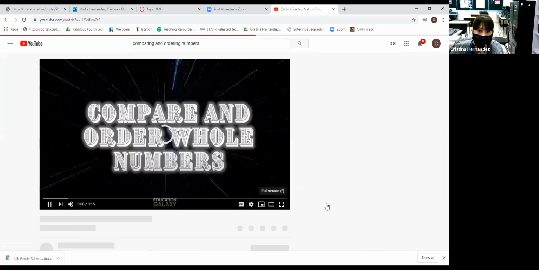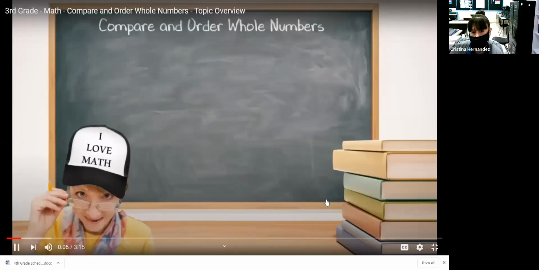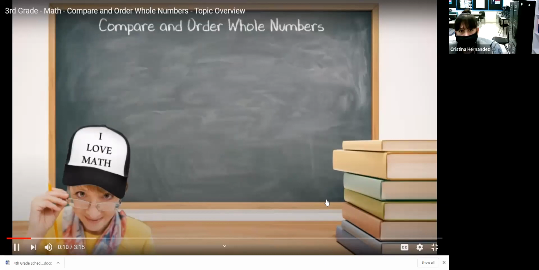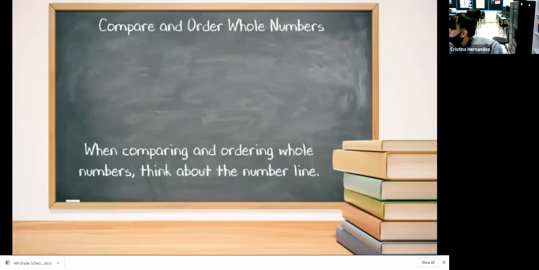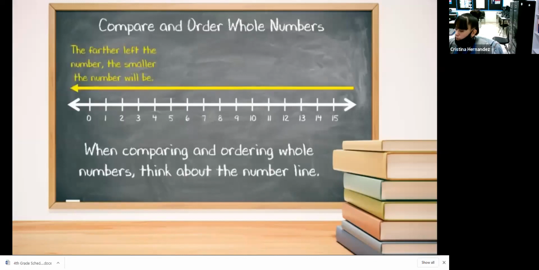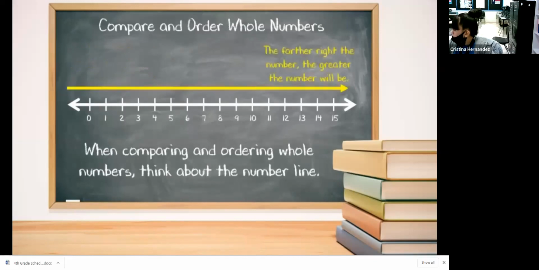Welcome to my classroom. I am here to teach you how to compare and order whole numbers. When comparing and ordering whole numbers, think about the number line. Where would the numbers go? Once on the number line, the smallest numbers are on the left. So the farther left the number, the smaller it is. The larger numbers are on the right. The farther right the number, the greater it is.